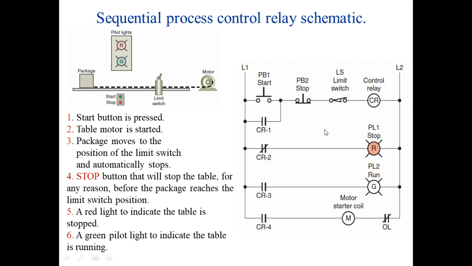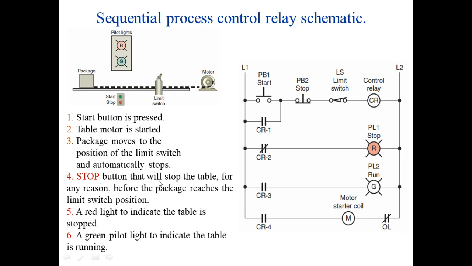Okay, this control relay, what is the function here? Previously, this is to hold the current here, so that your motor works. When the motor is started, of course this package moves to the position of the limit switch. It moves to the limit switch here, and when it comes to the limit switch, it automatically stops.